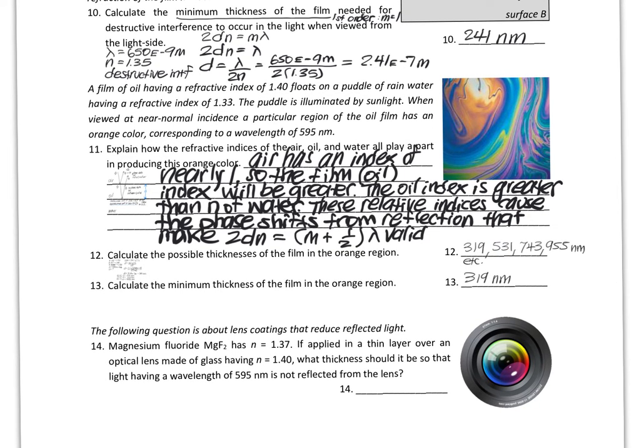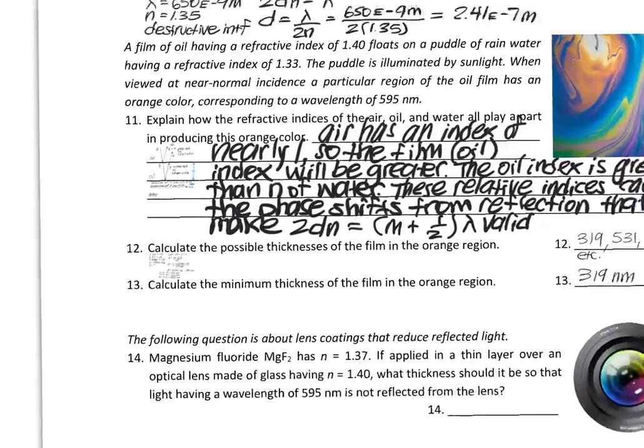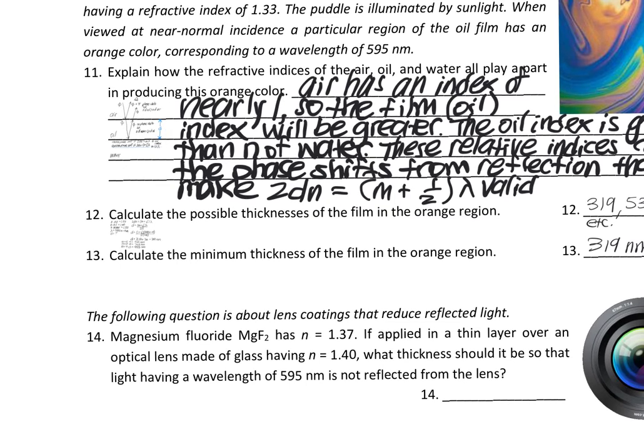Then the last question is 14. I believe it's the last question. Yes, 14, talking about magnesium fluoride. So we're on a thin layer on an optical lens made of glass of index 1.4.